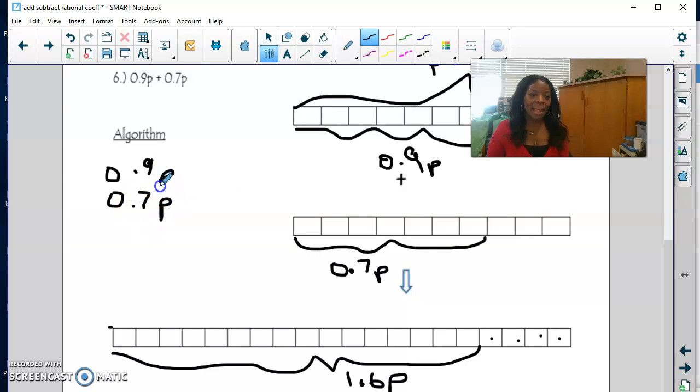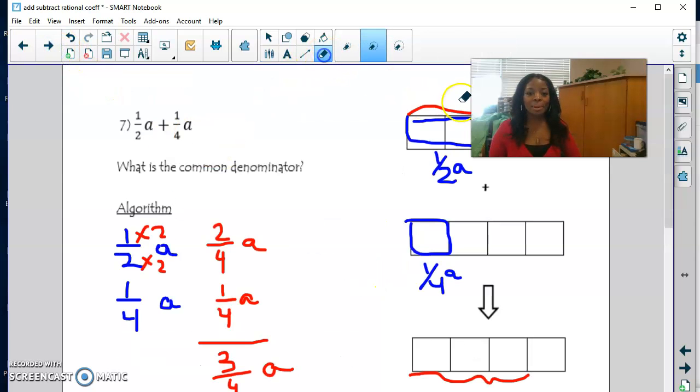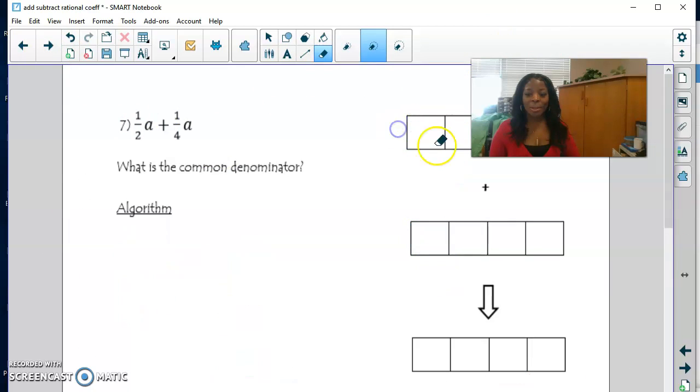And when I add my 9/10 plus my 7/10 of p, I get 16/10, which means I regroup it, carry the 1, and I get 1 and 6/10 p. So again, when I'm adding algebraic terms, which are variables, I add the rational coefficient, add the decimals, keep the variable. Let's turn the page. And I'm going to erase this from my earlier period.